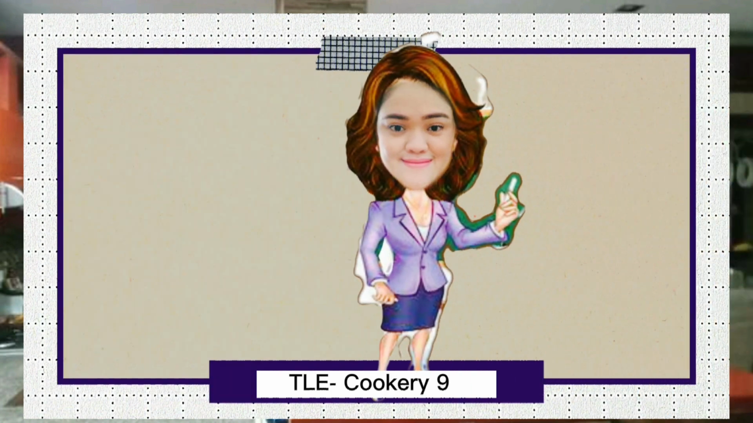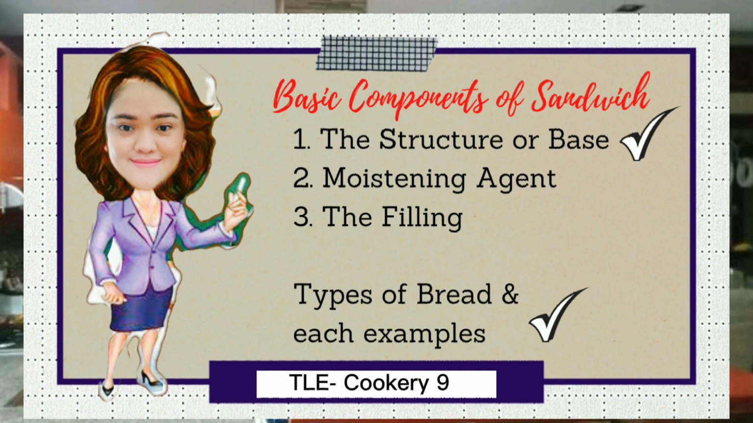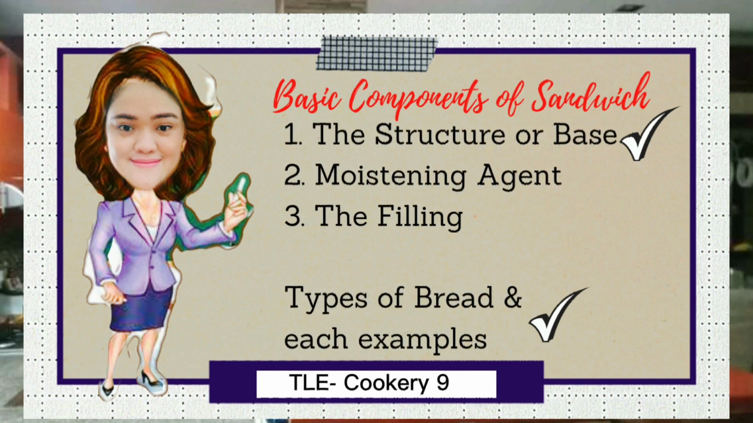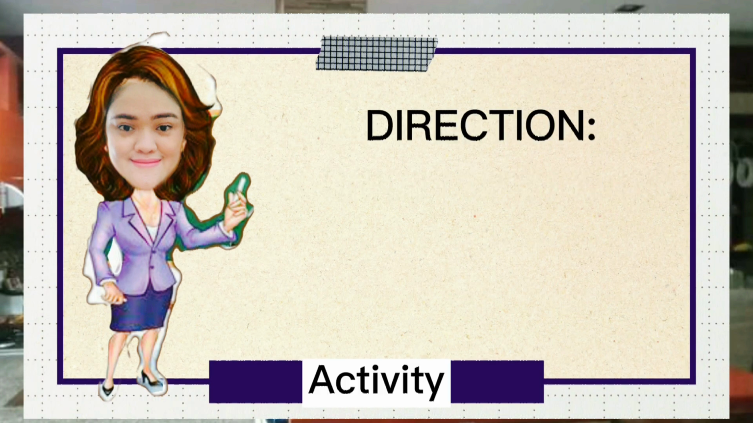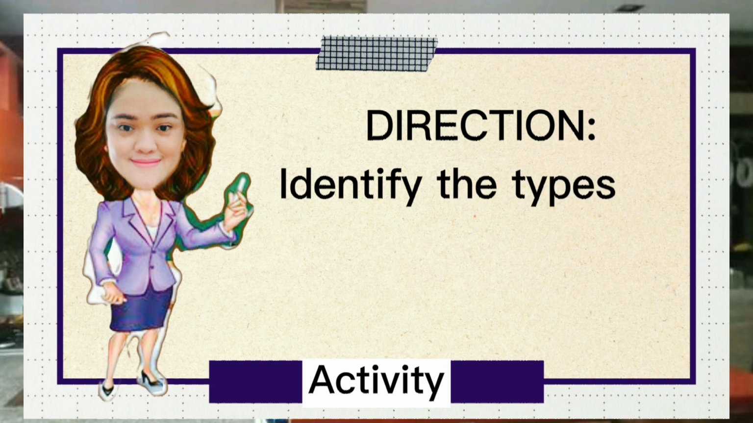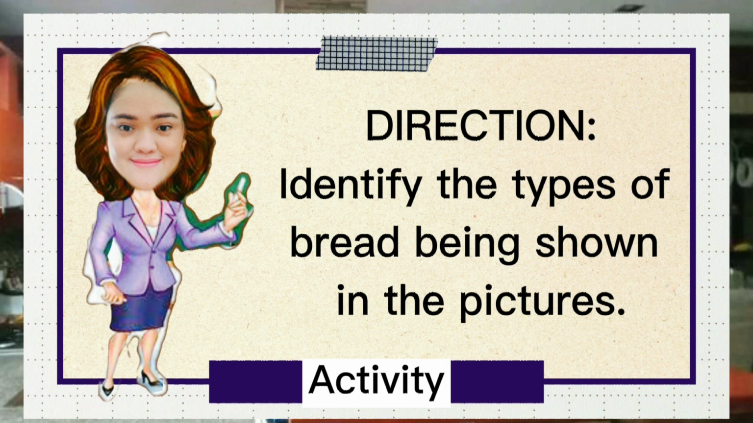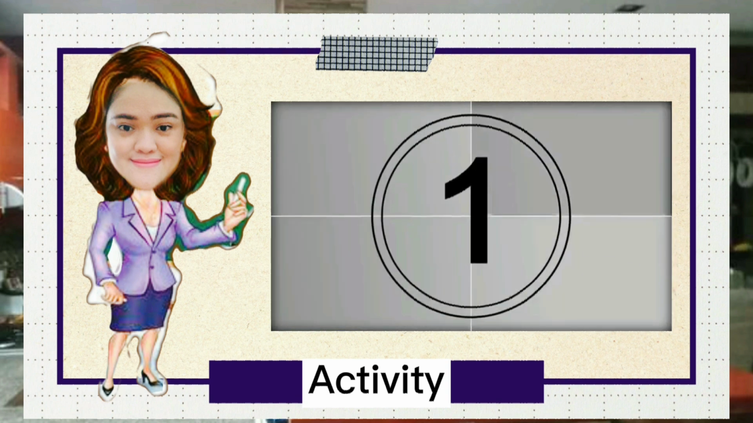We are done discussing the first component of sandwich, which is the bread and its types. Now, before we proceed to the next topic, let's have a short activity. For this activity, you are going to identify the types of bread being shown in the pictures. I will be giving you 5 seconds to answer each item.